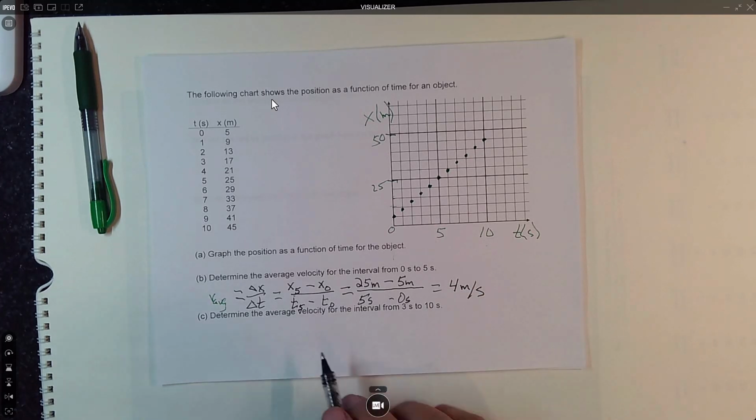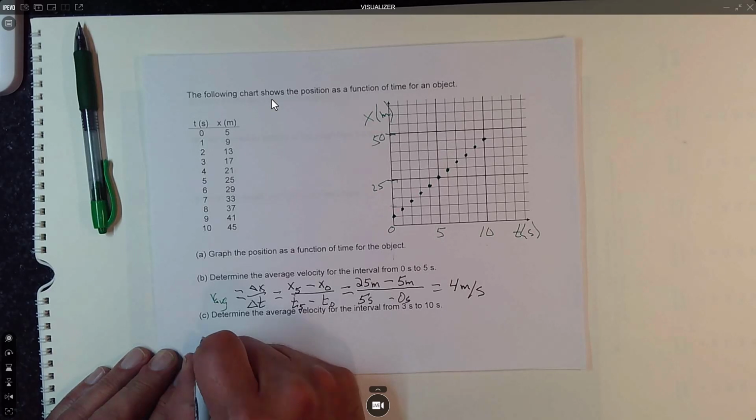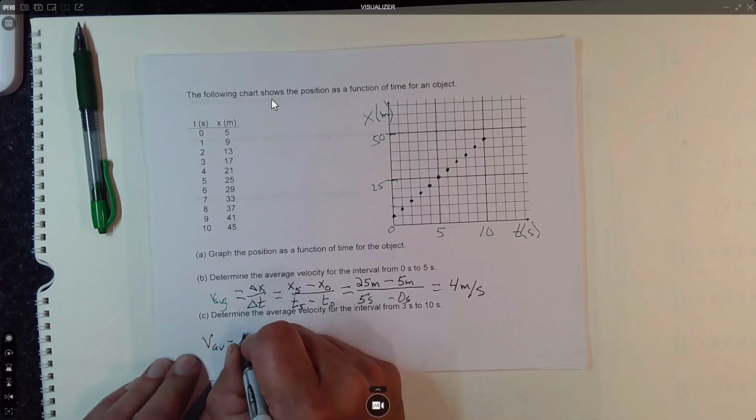What about the average velocity for the interval from 3 seconds to 10 seconds? Well, I can write a new equation here. Delta x over delta t again.